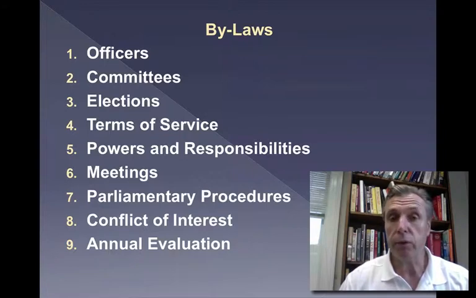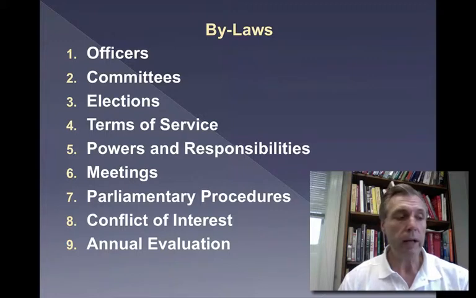The conflict of interest. Bylaws should include a statement in which each board member declares that he or she is not gaining any financial or any other sort of benefit through their relationship as a board member of the organization. And then number 9, the annual evaluation. This is where the board evaluates the executive director of the organization and where the board can evaluate its own performance.